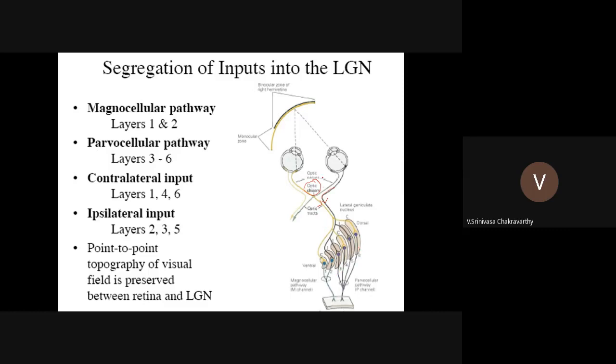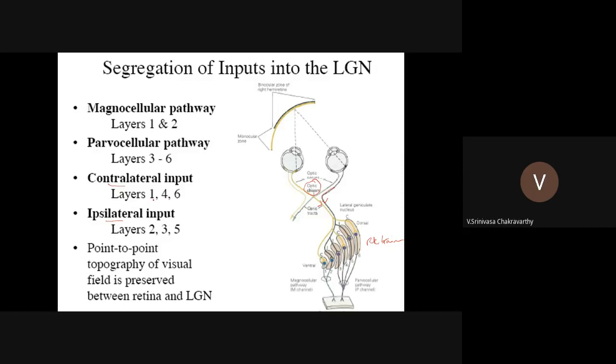Now, similarly, there are again inputs coming from the same side. This is a bit of jargon we need to remember: contralateral and ipsilateral. Contra means opposite, ipsi means same. Lateral means side. So contralateral means opposite side input. The LGN is on one side, and in this picture it is the right side. This is the right brain. So information coming from the left eye would be contralateral input for this LGN, and similar information coming from the right eye would be ipsilateral input.